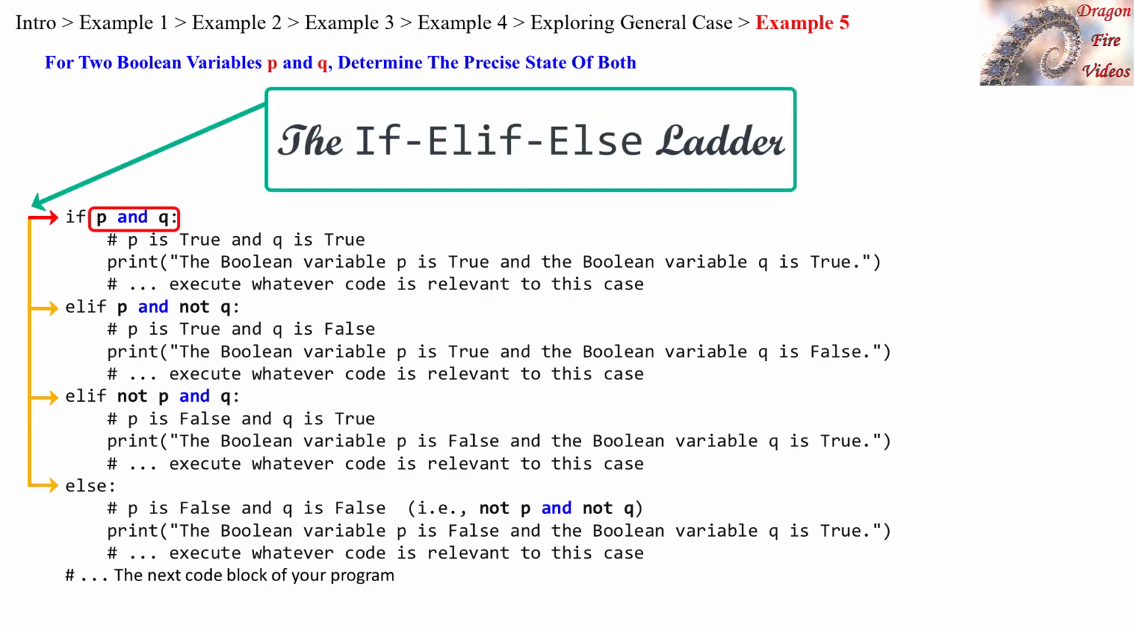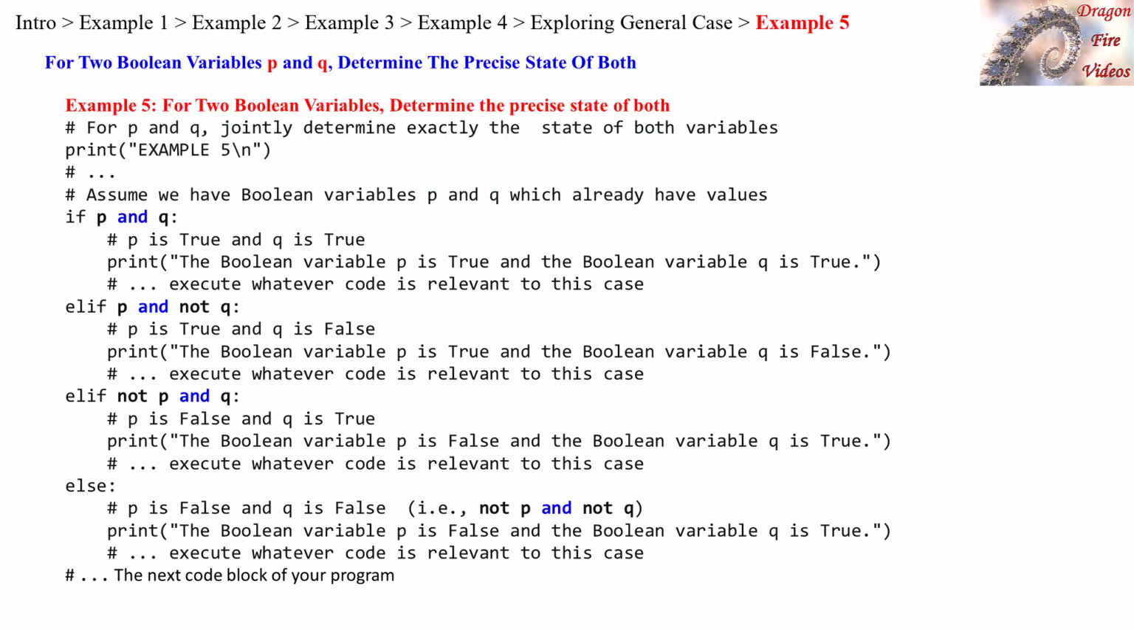You have, again, both P and Q are true, P is true and Q is not true, P is not true and Q is true, and of course with the else condition, you don't have to write it, but logically this would say it's not P and not Q. This is the classical if-elif-else ladder for those 4 states.